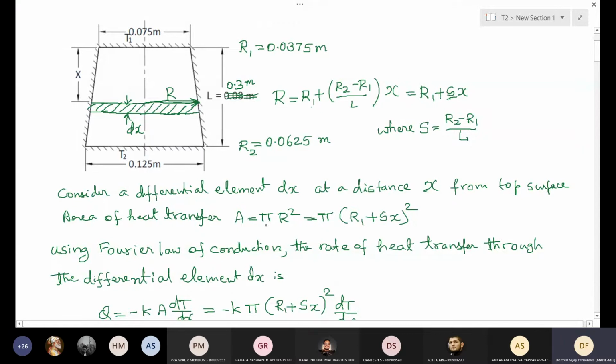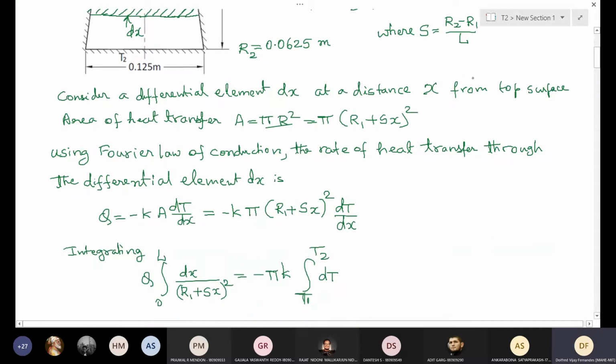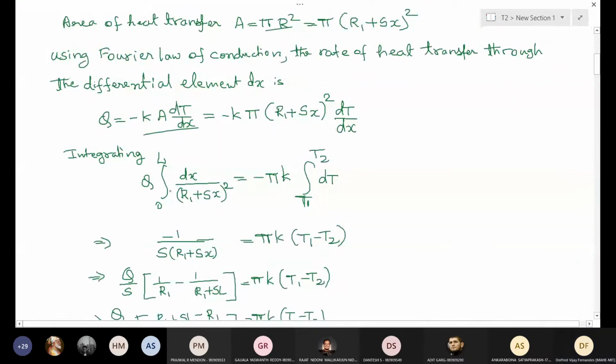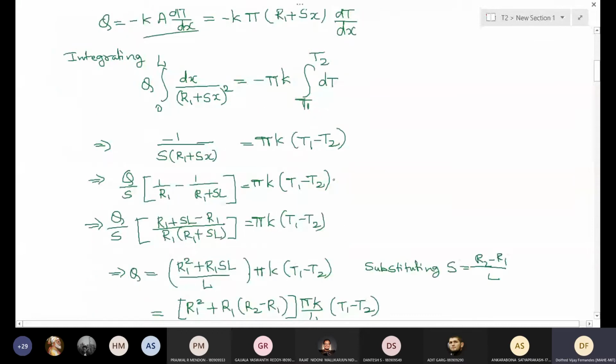Heat transfer area is pi r square, and then using Fourier's law of heat conduction, we can calculate the rate of heat transfer. We can apply this law, but the area of heat transfer is going to change in this case because it's a function of x. So we have to integrate by considering the change in the area. When you integrate this equation, you will get this simplified.